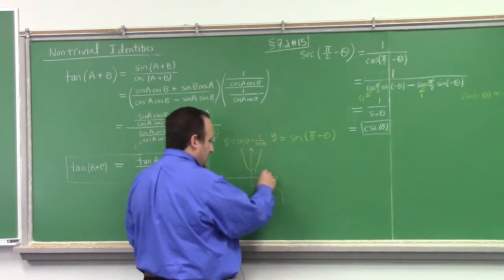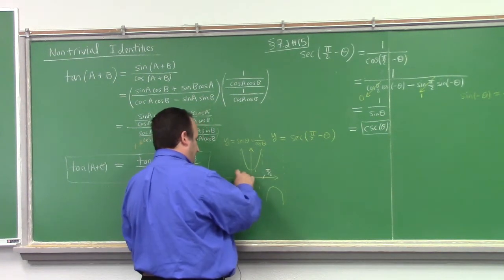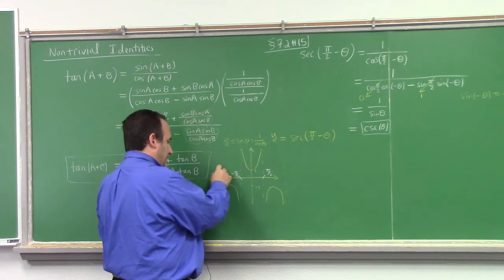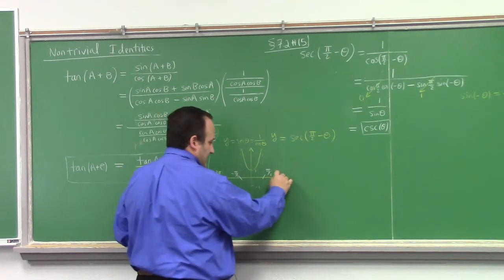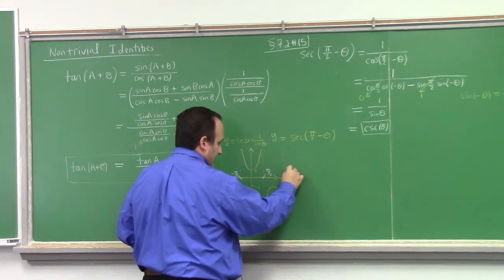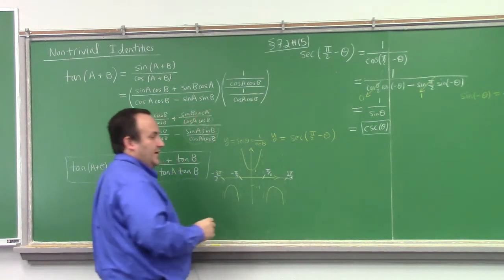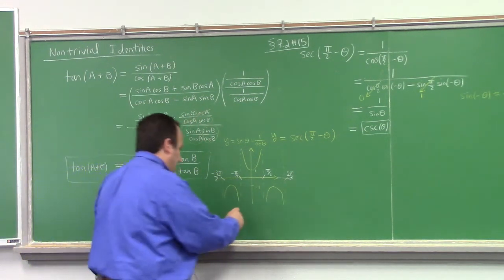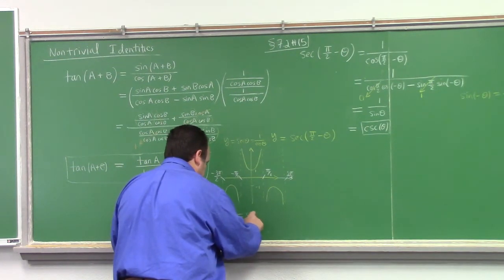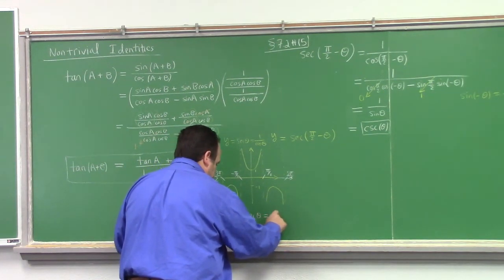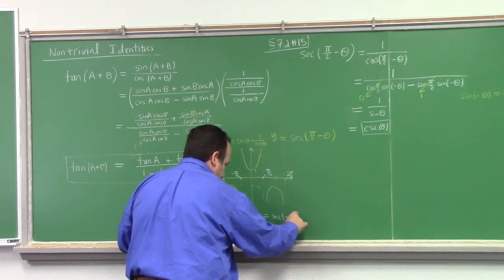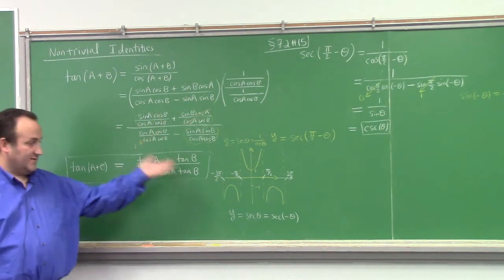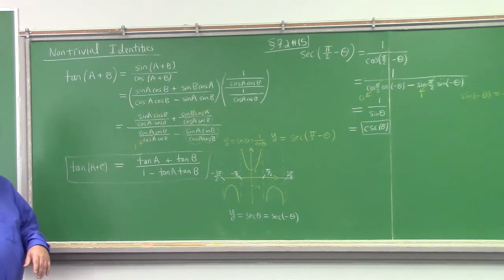Minus pi over 2, etc. Minus 3 pi over 2 over here. This one's 3 pi over 2. Okay? So, by the way, y equals the secant of theta, well, that's also equal to the secant of minus theta, because cosine's even, so you can put a minus in. That's also the graph of secant minus theta.